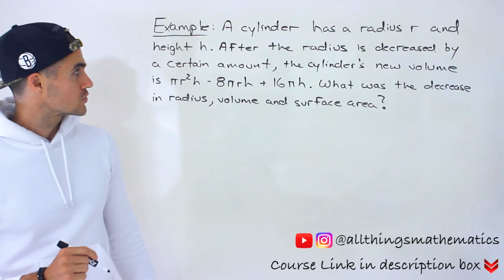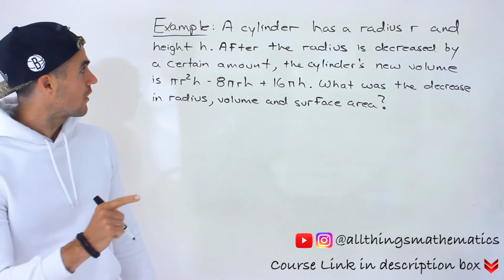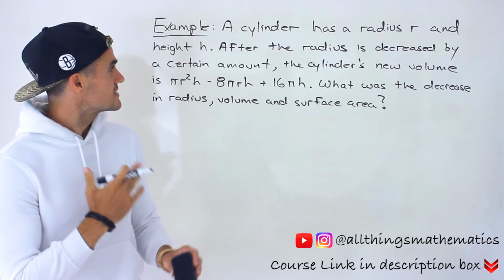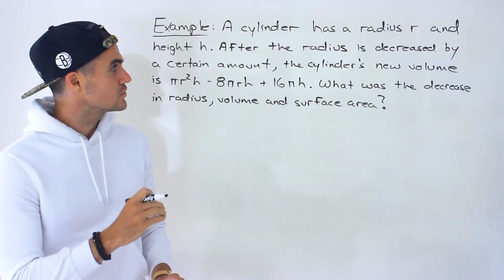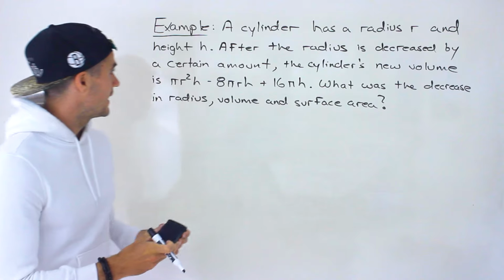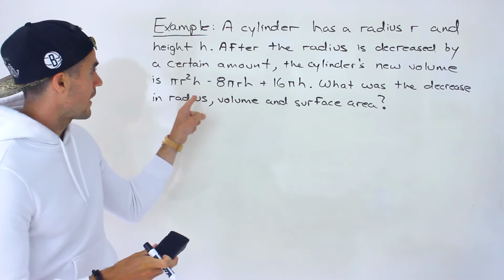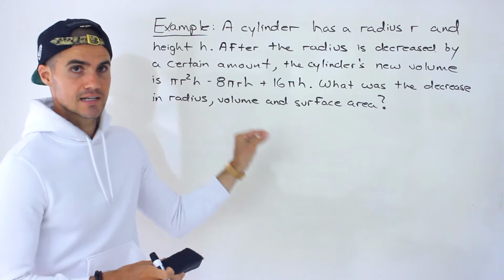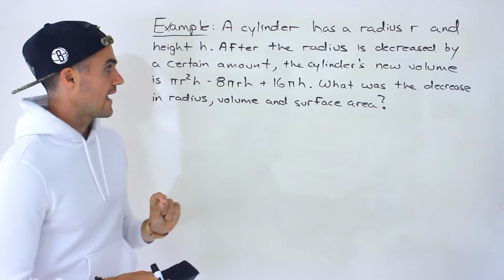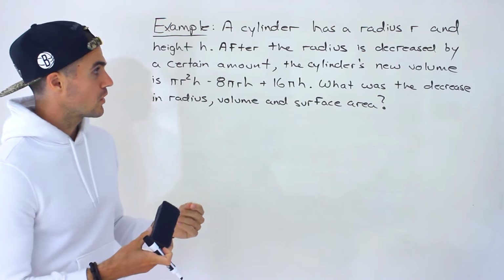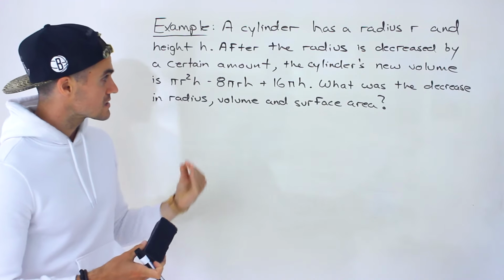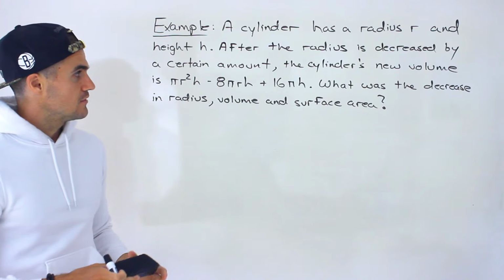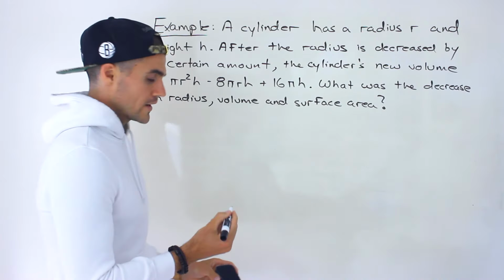So here we're told a cylinder has a radius r and a height h, and then we're told after the radius is decreased by a certain amount, the cylinder's new volume is given by this expression, pi r squared h minus 8 pi r h plus 16 pi h. And with that information, we have to figure out what was the decrease in radius, volume, and surface area. So this is a pretty cool question.